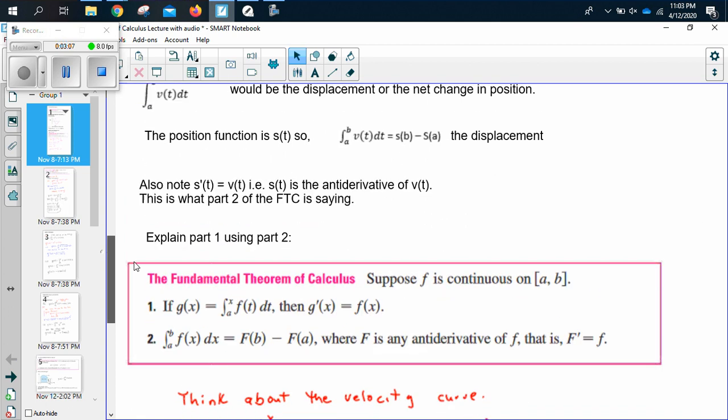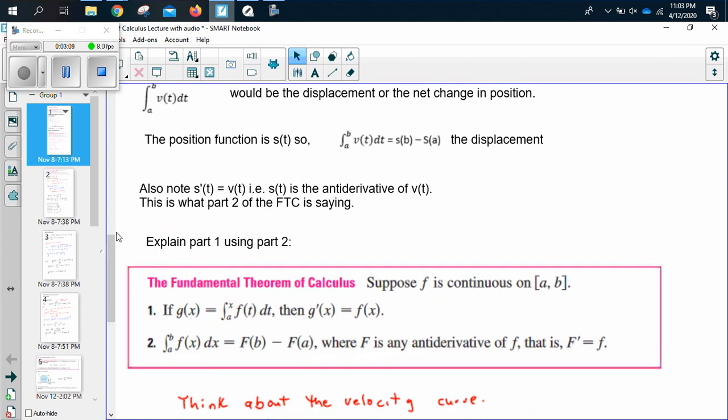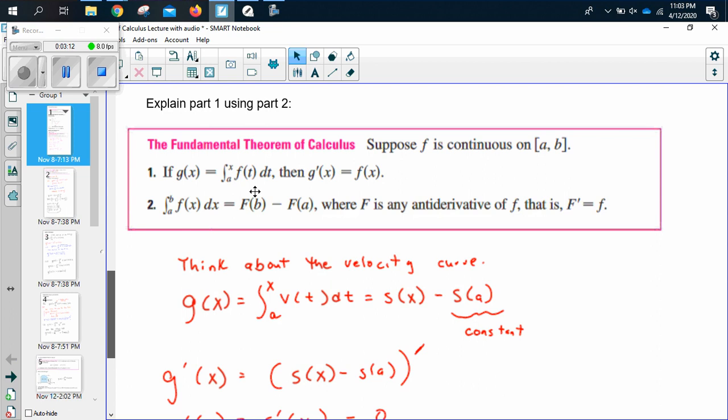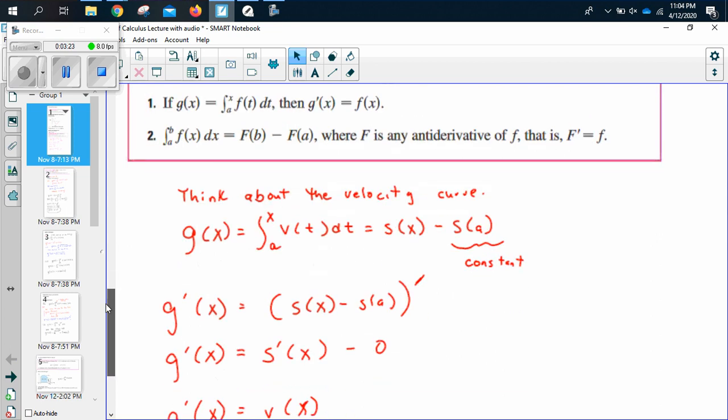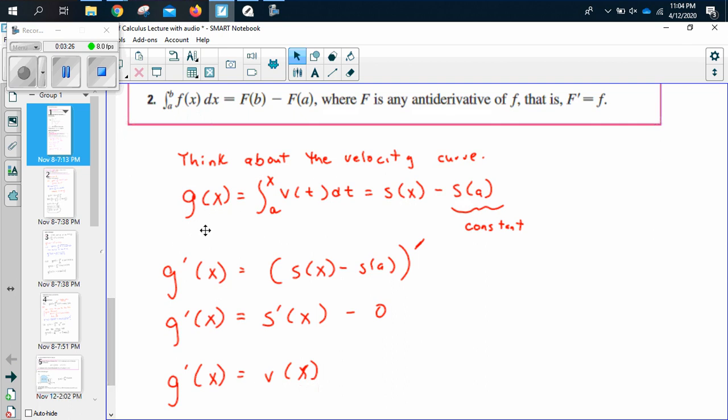Now I'm going to try to explain part 1 using part 2. So this is what part 1 says. We're saying if this function g of x, and notice it's the integral from a to x of f of t dt, then g prime x equals f of x. So think about the velocity curve, and g of x is this function right here. Now, if you think about what part 2 said, it said find the antiderivative of v of t. Well, that's s of t.